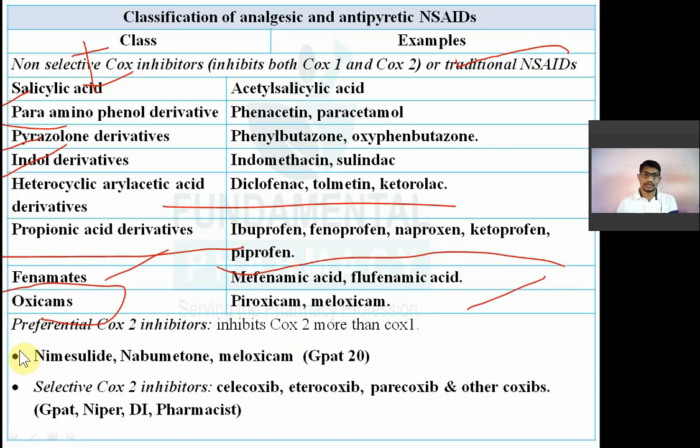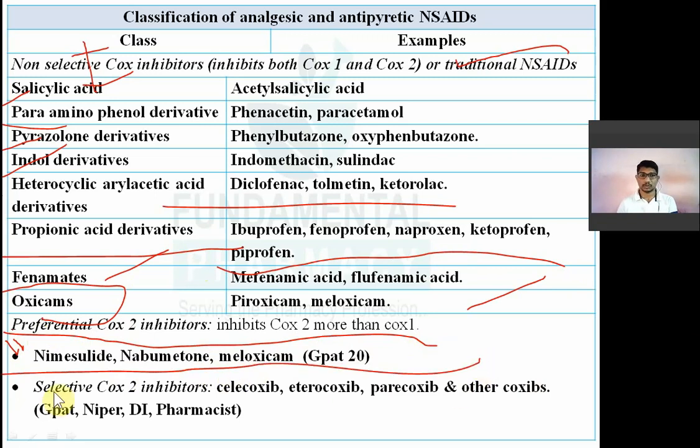Now the second class, preferential COX-2 inhibitors. They will inhibit COX-2 enzyme more than COX-1. In that you have nimesulide, nabumetone, meloxicam. This was a question in GPAT 20. Then the third class will be selective COX-2 inhibitors.